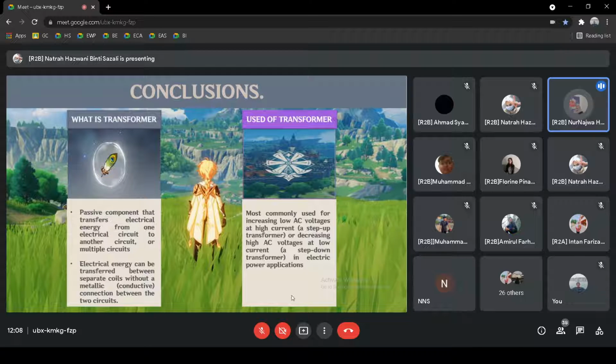A transformer is a passive component that transfers electrical energy from one electrical circuit to another circuit or multiple circuits. A varying current in any one coil in the transformer produces a varying magnetic flux in the transformer core. Electrical energy can be transferred between separate coils without a metallic conductive connection between the two circuits. So next is the use of a transformer.